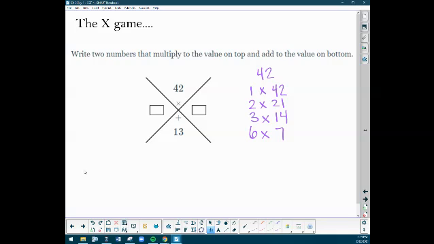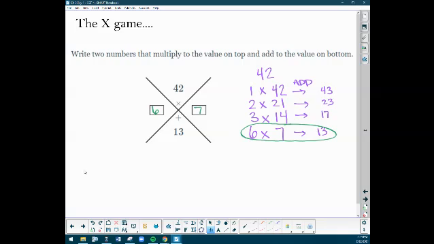Okay, now we look at all those factors and we think which one of those combinations added together gives me 13. Well, this one would be 43. This one would be 23. This one would be 17. And this one would be 13. So the winner, the one that multiplies to 42 but adds to give me 13, is 6 and 7. So you can put 6 and 7, you could put 7, 6, either one.